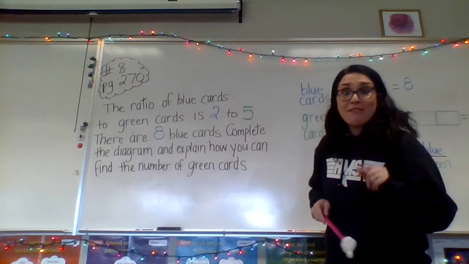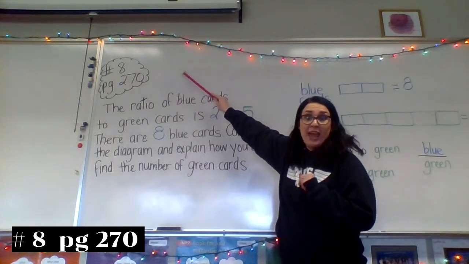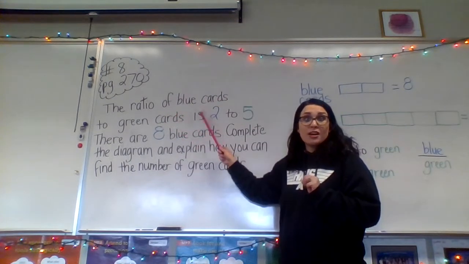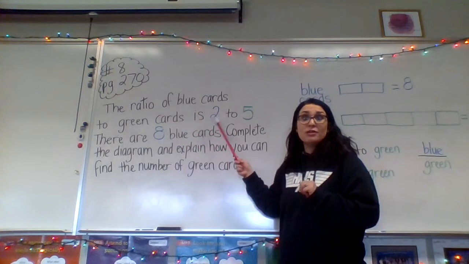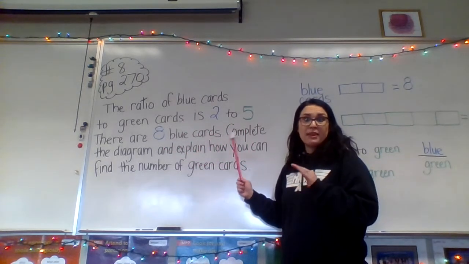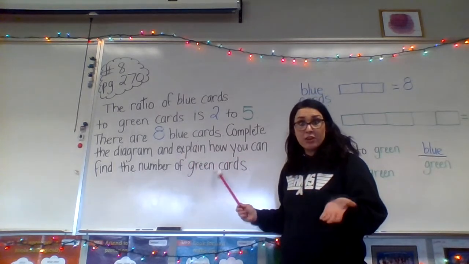Super cool. All right, my friends, the last problem I want to look at together is on page 270, number 8. Here's our little situation. The ratio of blue cards to green cards is 2 to 5. There are 8 blue cards. Complete the diagram and explain how you can figure out the number of green cards.